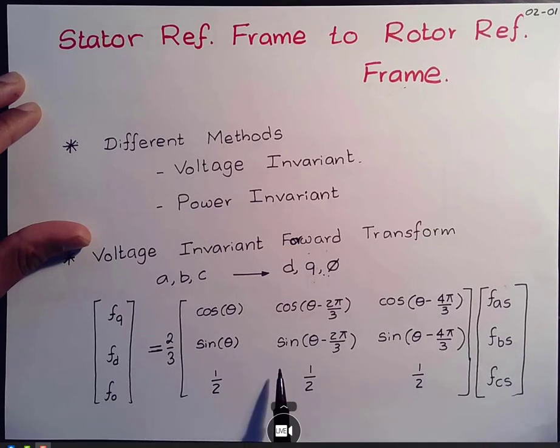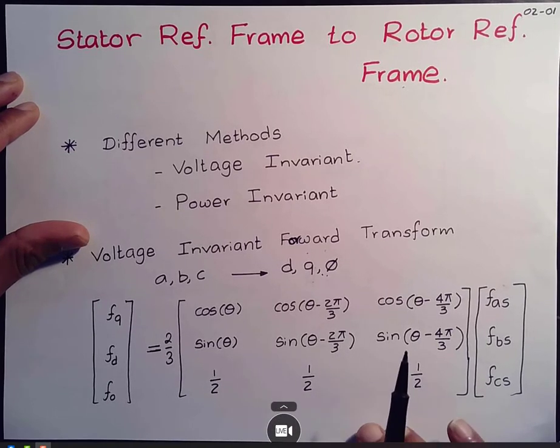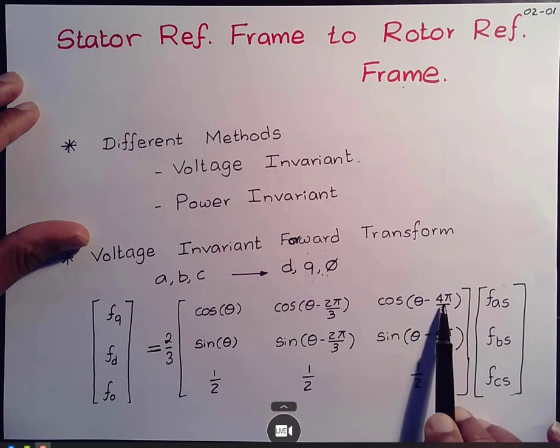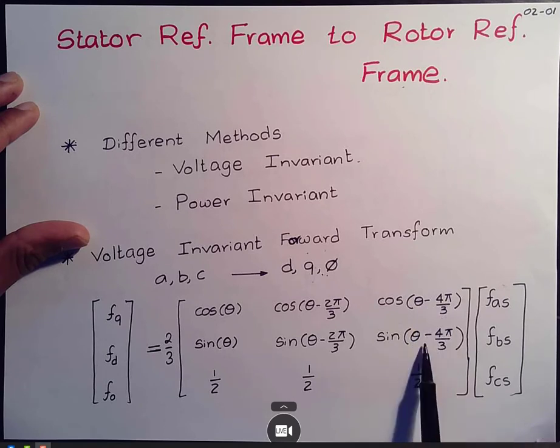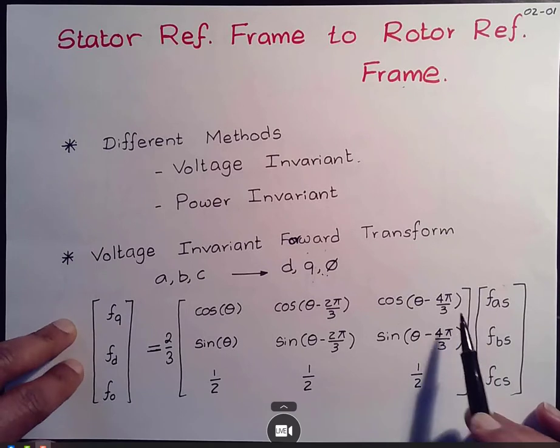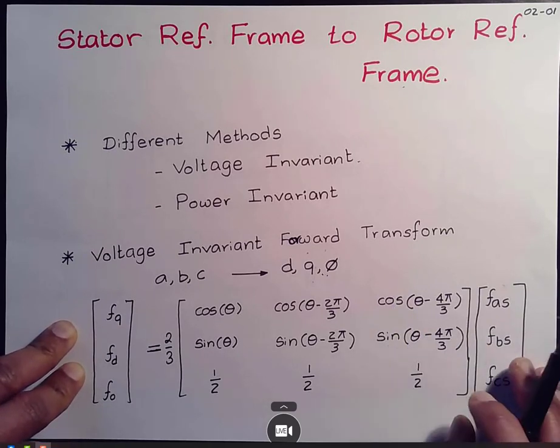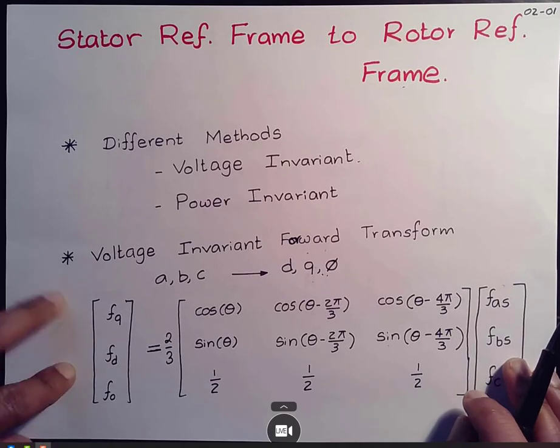I talk about these in my other videos, so feel free to go take a look at those. And this is exactly what we're going to implement in MATLAB. Okay, and then here you have cosine theta minus 4 pi over 3, sine theta minus 4 pi over 3. This could be cosine theta plus 2 pi over 3, sine theta plus 2 pi over 3. It doesn't make a difference, just the trig.